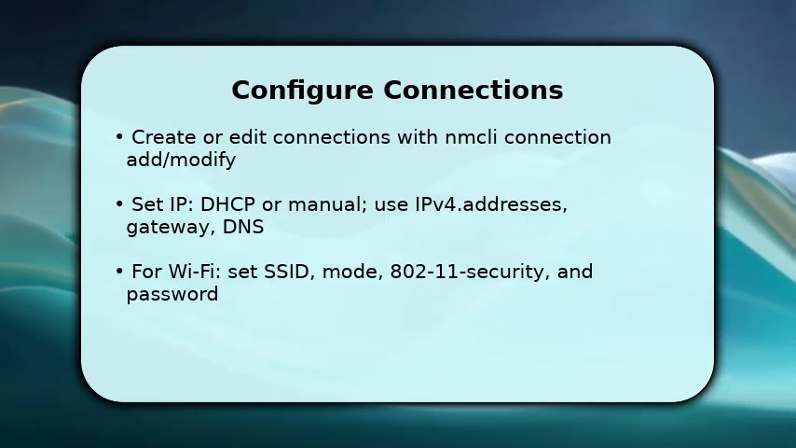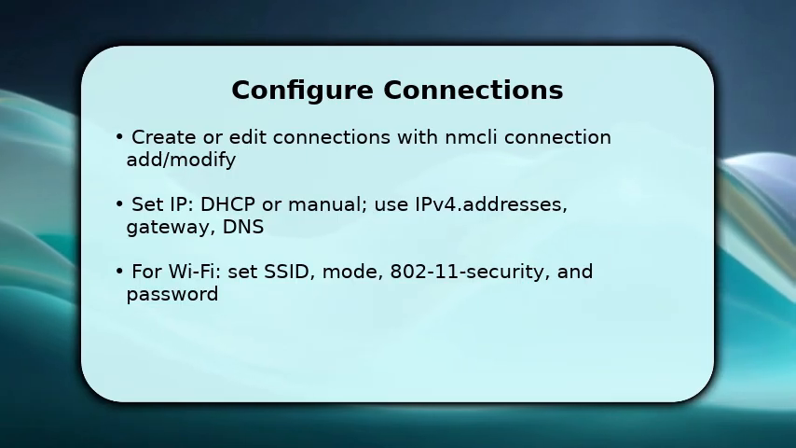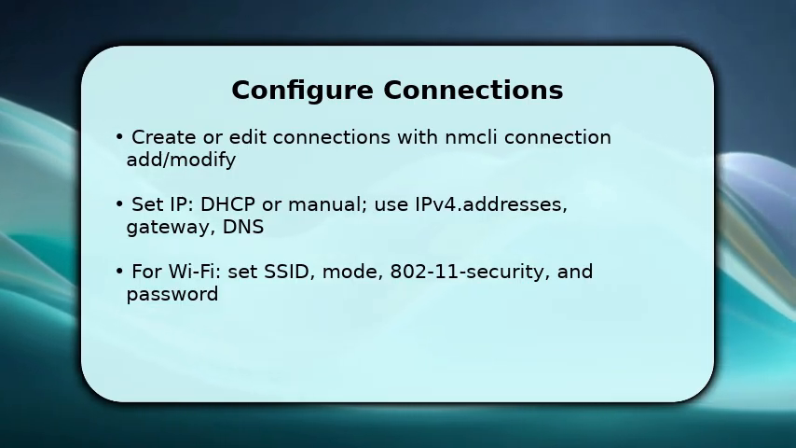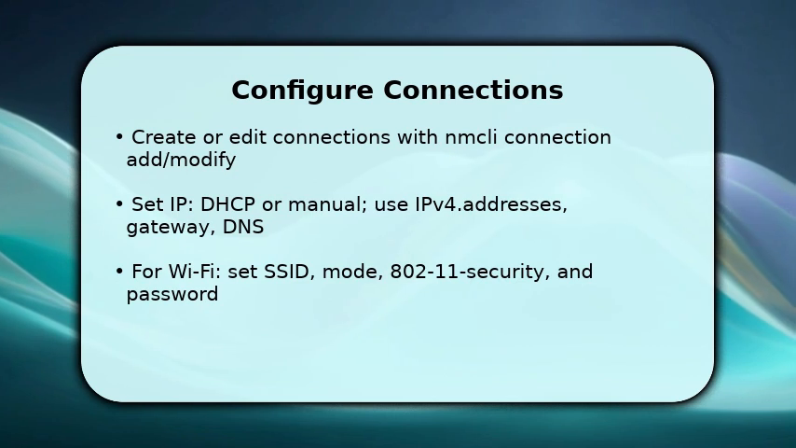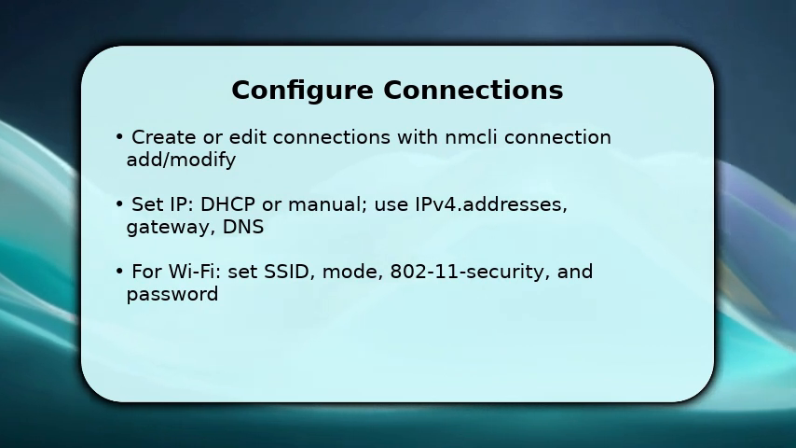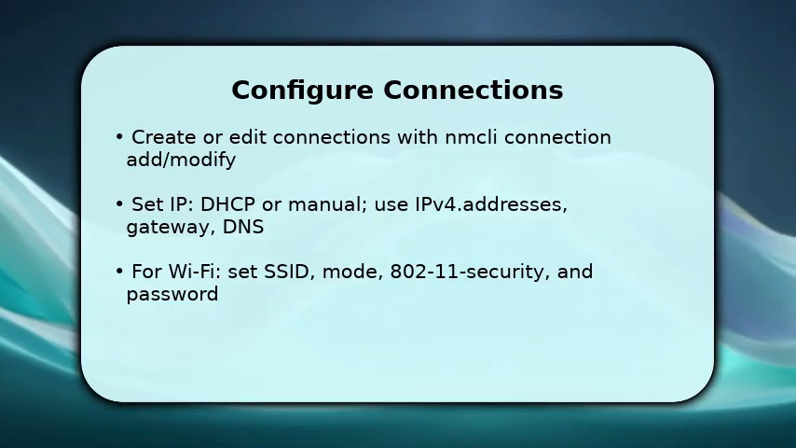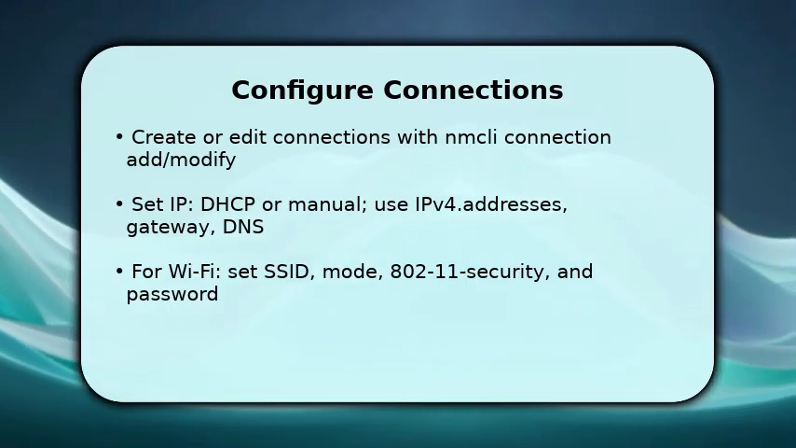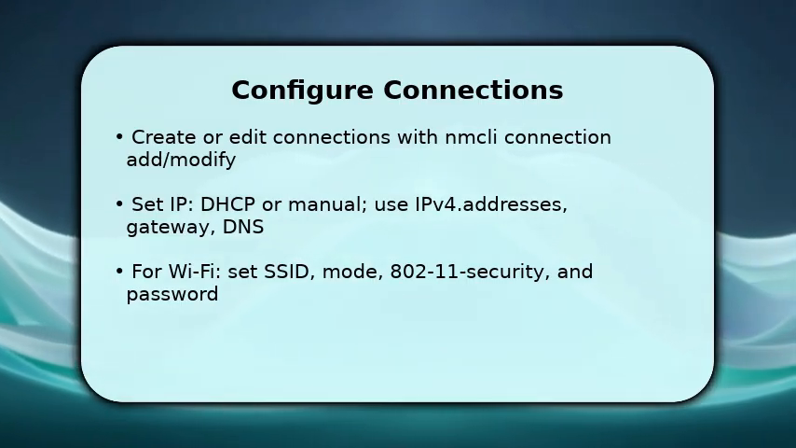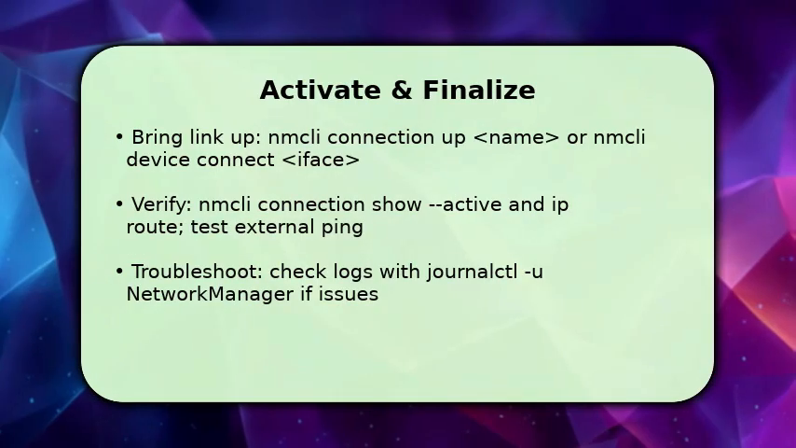For Wi-Fi, specify SSID and 802.11 security settings and store the password in the profile. Also enable connection auto-connect when you want persistent links, and confirm permissions so NetworkManager can manage it. You activate the new profile using nmcli connection up name or nmcli device connect interface.